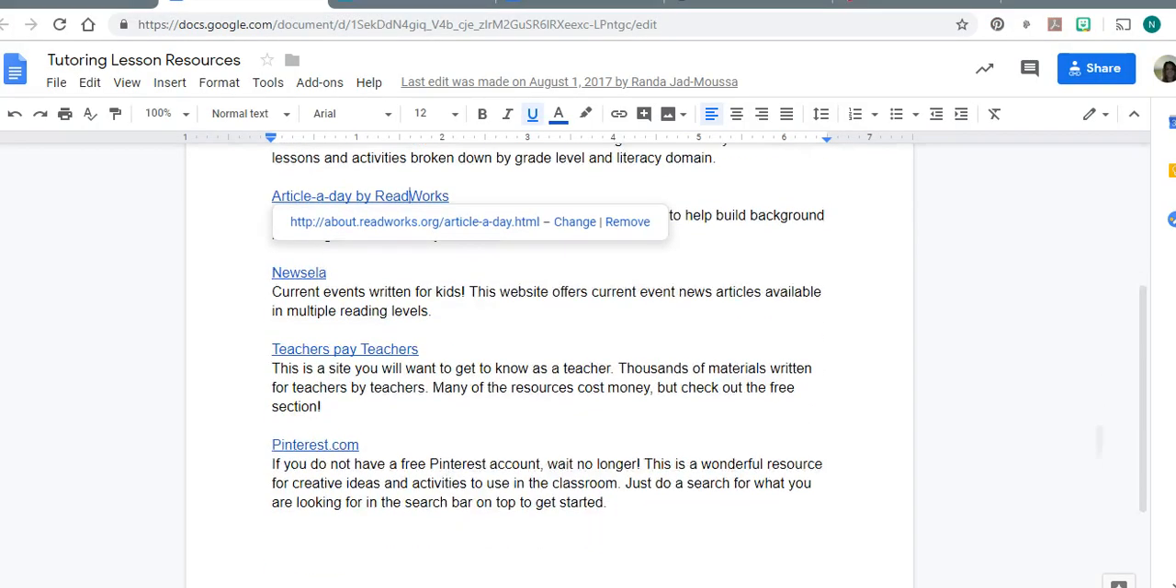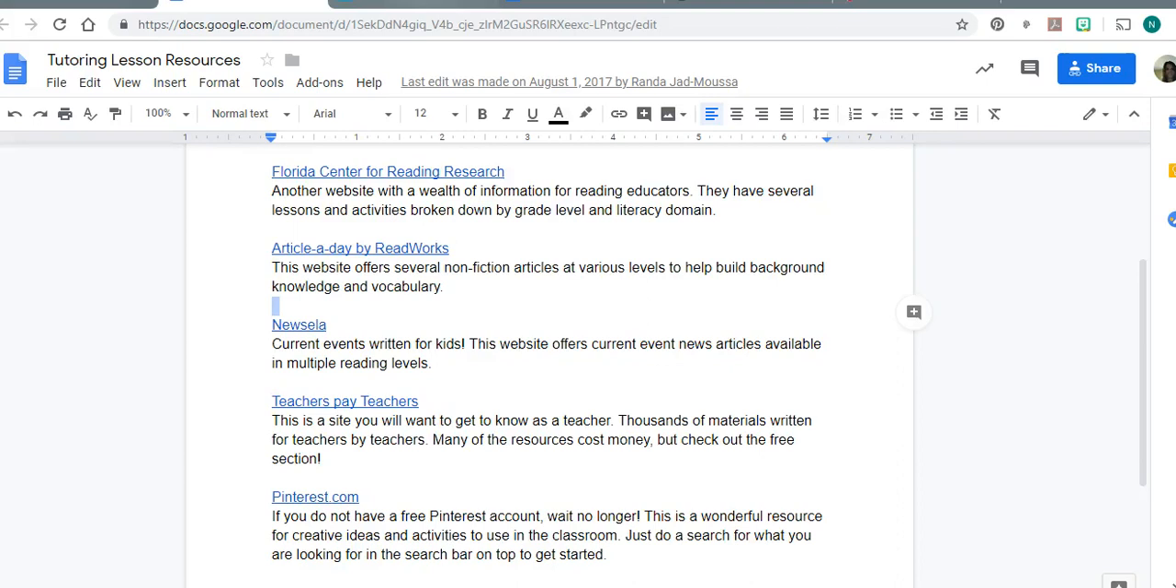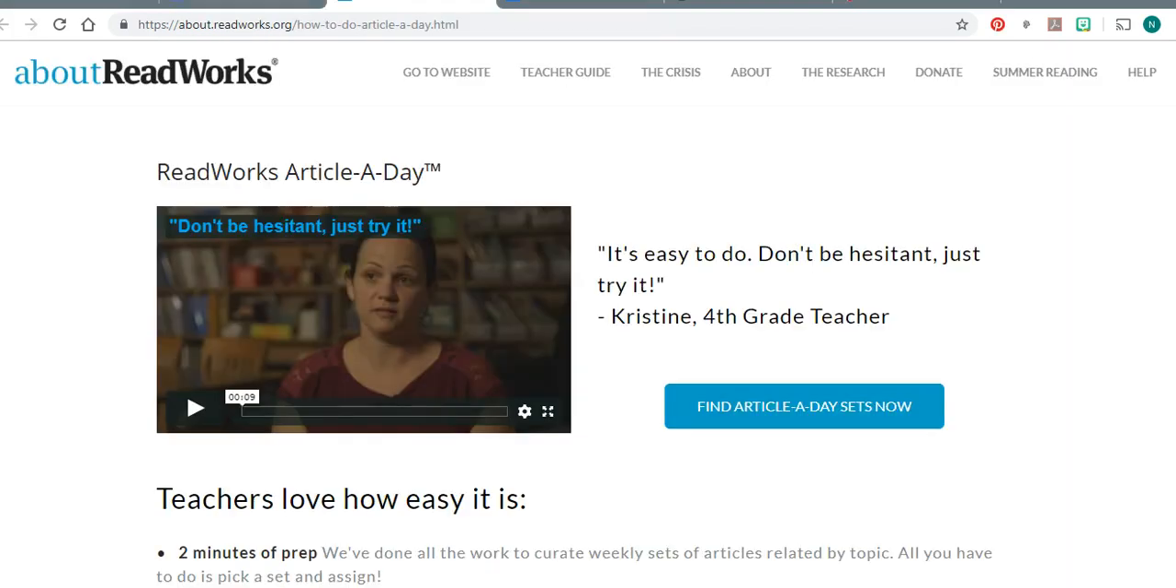The other couple places I want to look at, Article a Day and Newsela, are both good. So let's take a look at it. Article a Day is interesting, and I've had these sites on here a long time, and it changes every year as to what's free and what's not. With both of them, you do have to sign in for an account, but I think it's worth it. It's just free for the account.